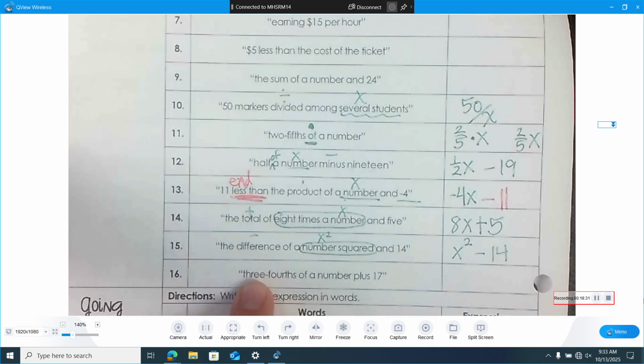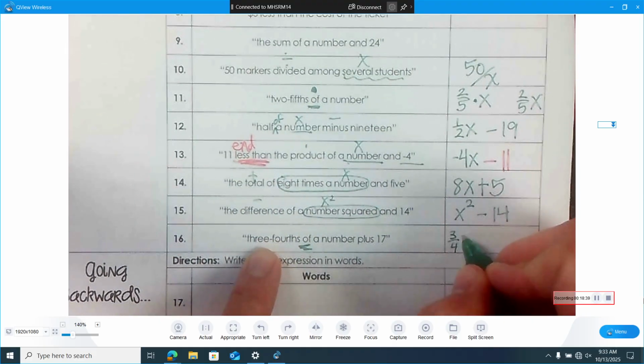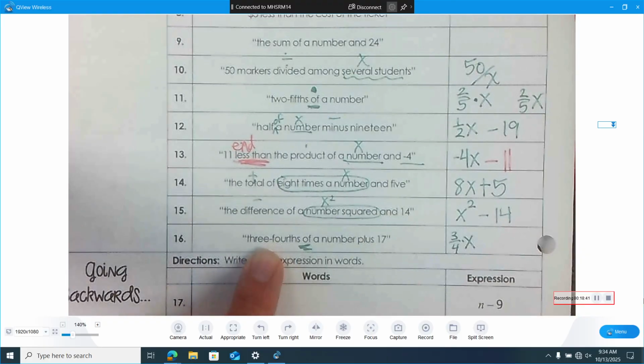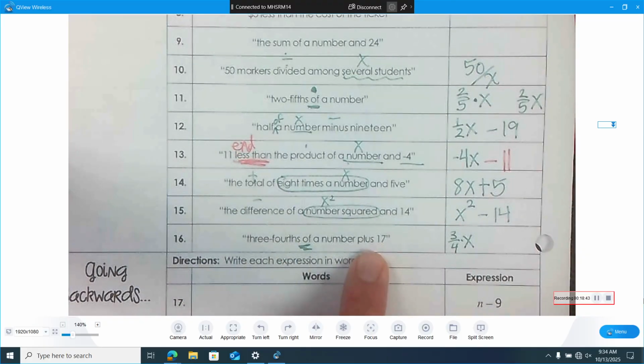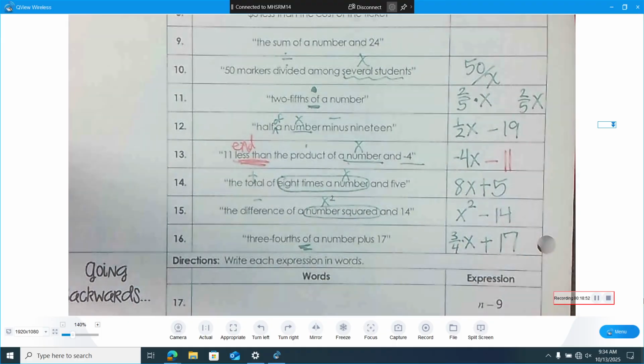And 3/4 of a number. What should we do for 3/4 of a number? Multiplication. 3/4 times x, or 3/4 x. And then plus 17. What's plus 17? Addition. 3/4 of a number plus 17. Beautiful.